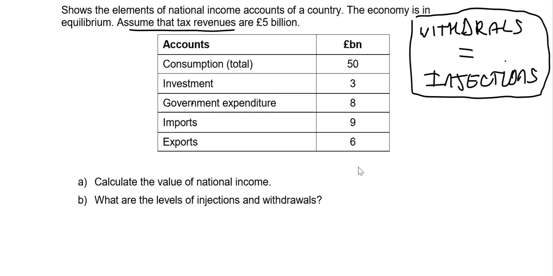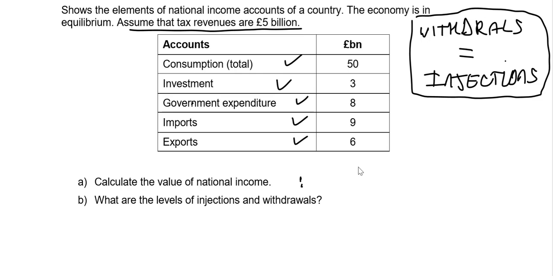And I also assume that tax revenues are 5 billion. So household consumption 50 billion, investment by firms 3 billion, government investment 8 billion, imports from outside 9 billion, and exports are 6 billion. Now calculate the value of national income.